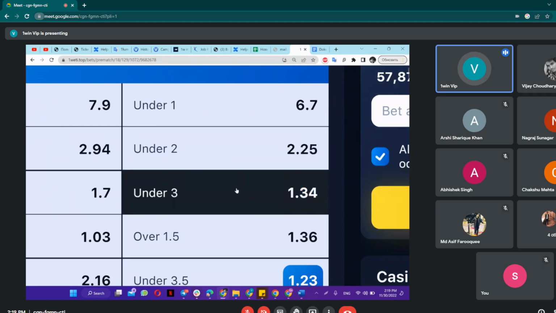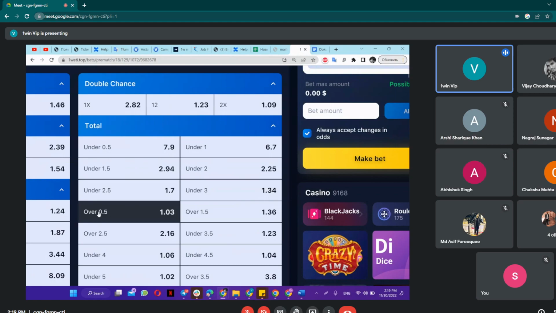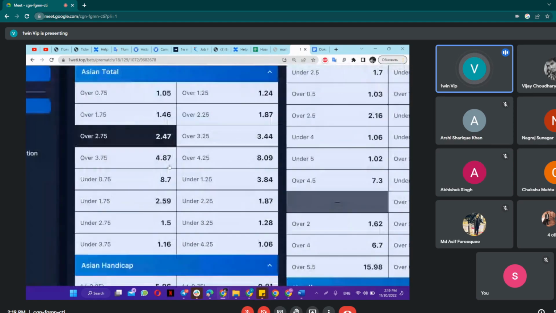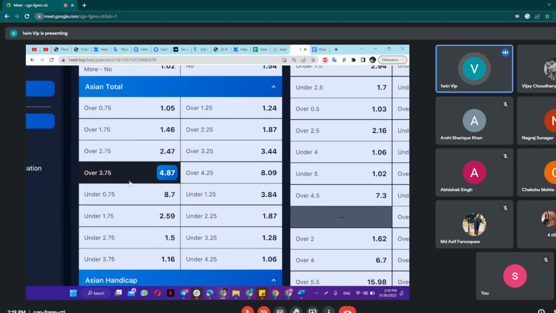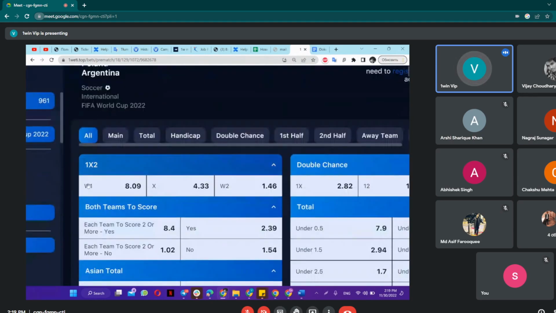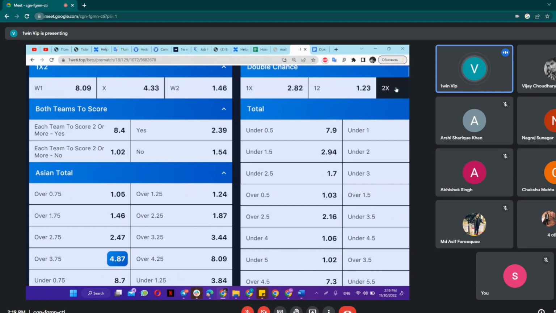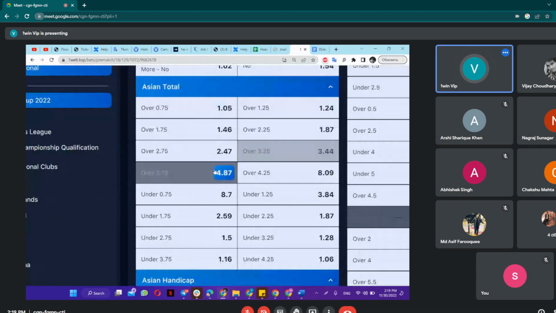Okay, so let's continue with total. But now, as we know how to calculate and understand regular total, you will be able to understand what is Asian total. Remember we've been talking about the first two bets, 1x2 and double chance. We had two bets in double chance, 1x, 2x, 1, 2. Here in Asian total, we have a kind of similar situation.